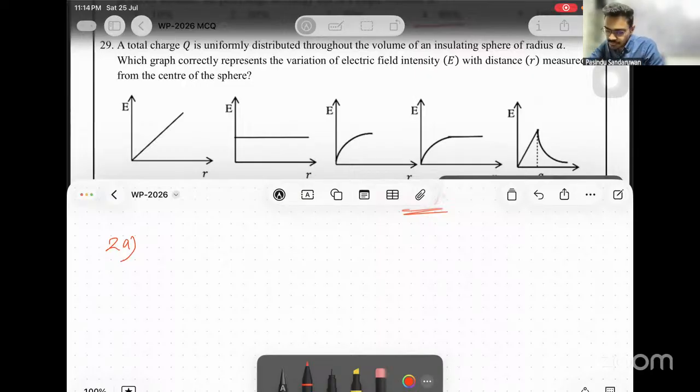29. A total charge Q is uniformly distributed throughout the volume of an insulating sphere of radius a. Which graph correctly represents the variation of electric field intensity with distance measured from the center of the sphere? Now this is something we prove in Gauss's theorem.